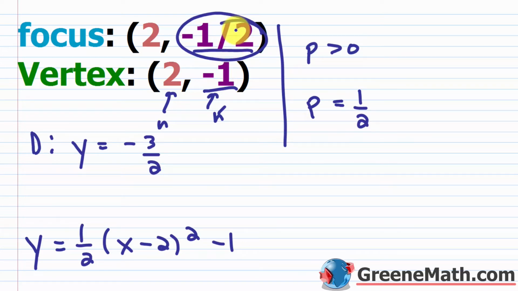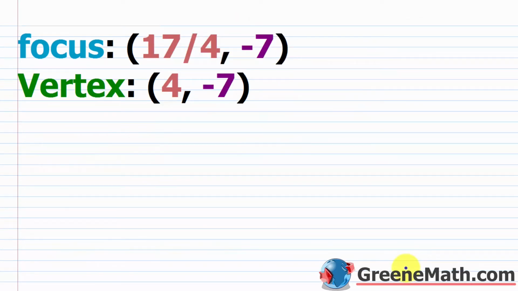Use that to plug in and get your equation. Again, the directrix, all you have to do is go in the opposite direction by that number of units. Okay, let's look at another example. I know this is super confusing. This is one of the ones that you just have to work a lot of examples.